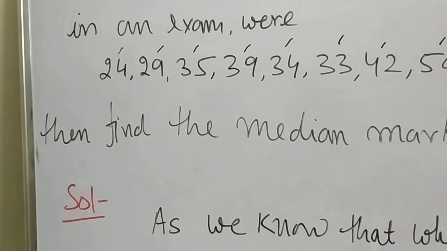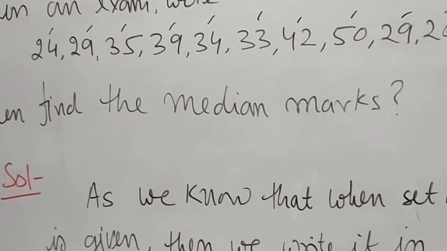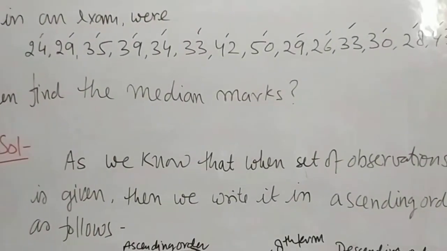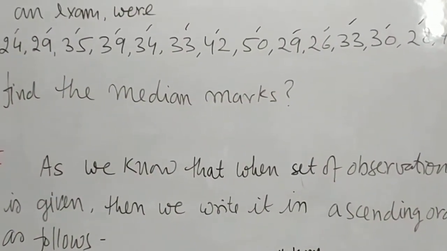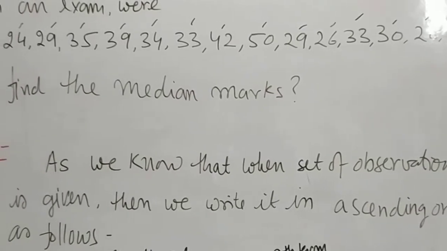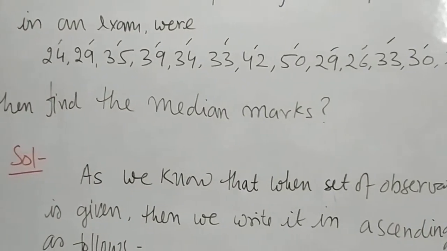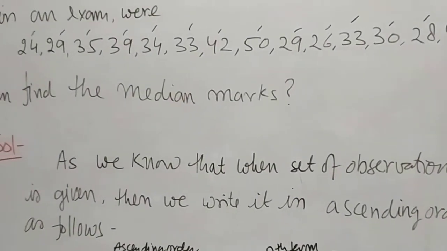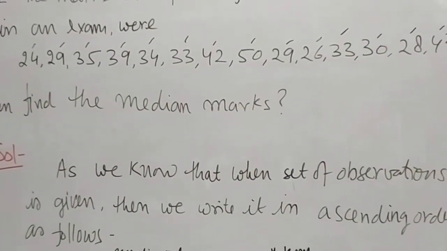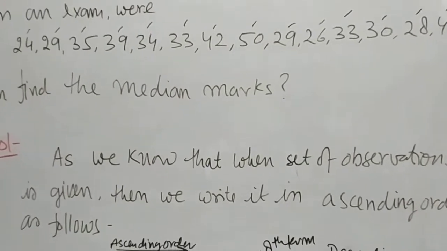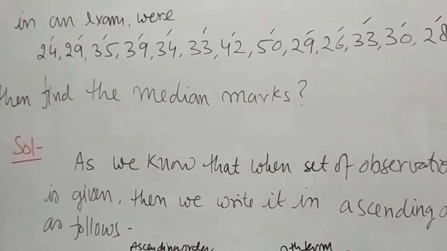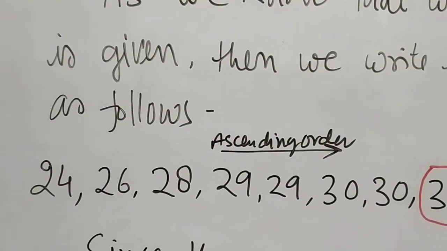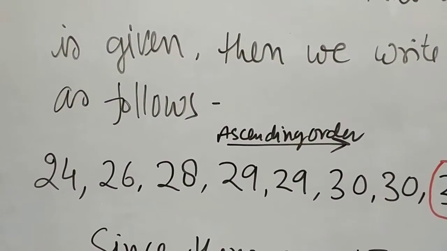Solution, as usual, as we know that when a set of observations is given, then we write it in ascending or descending order. I have written in ascending order. It is your choice whether you write the data in ascending order or descending order. The answer will be the same. I will clarify it. Don't worry. This is ascending order.